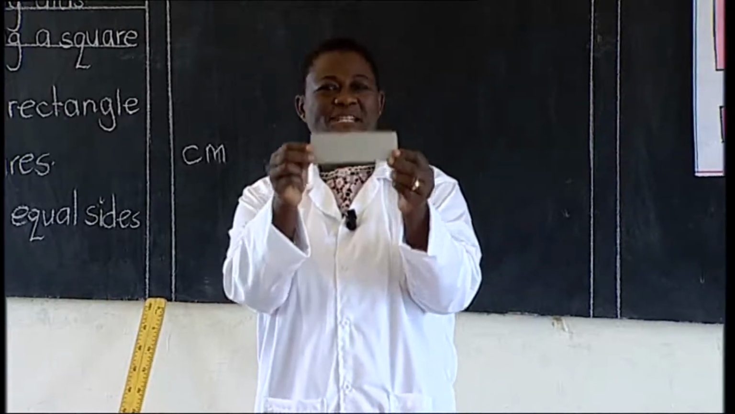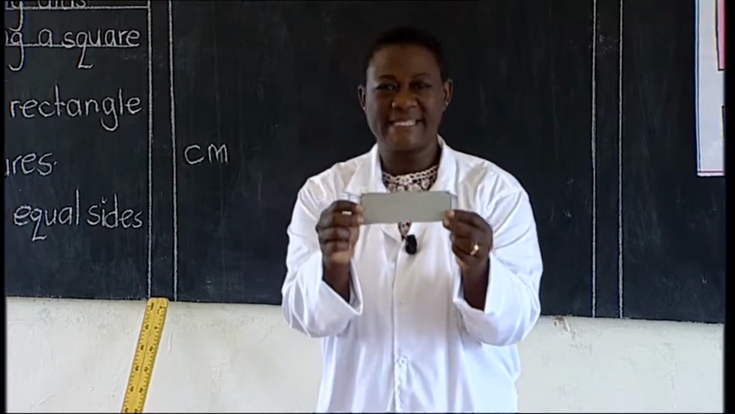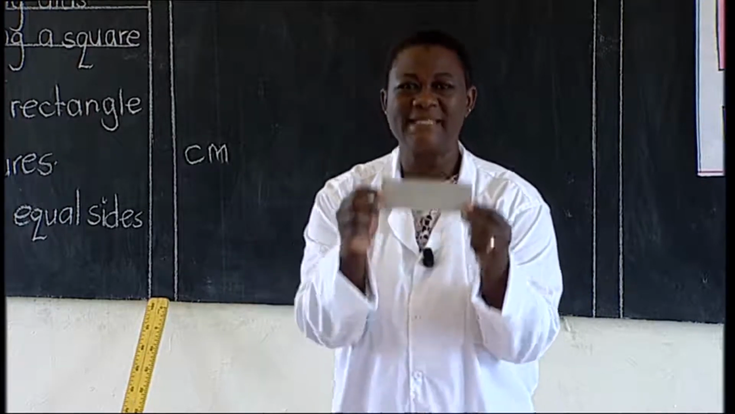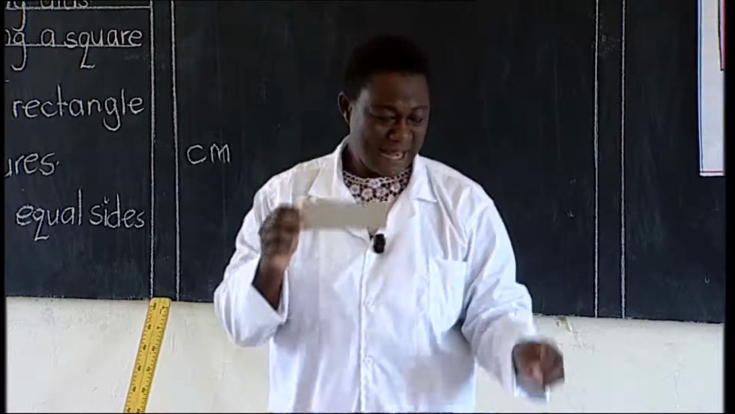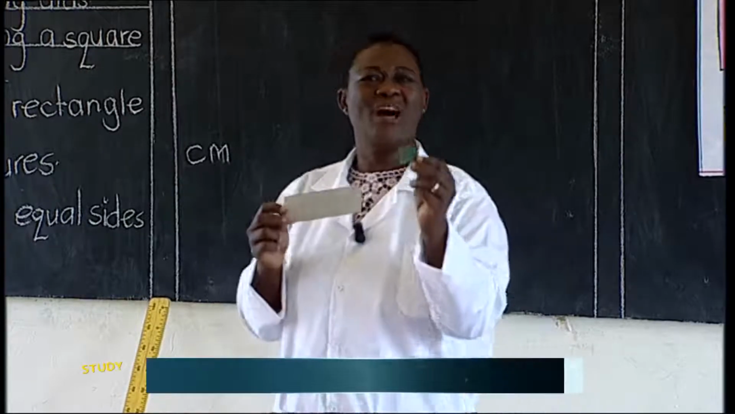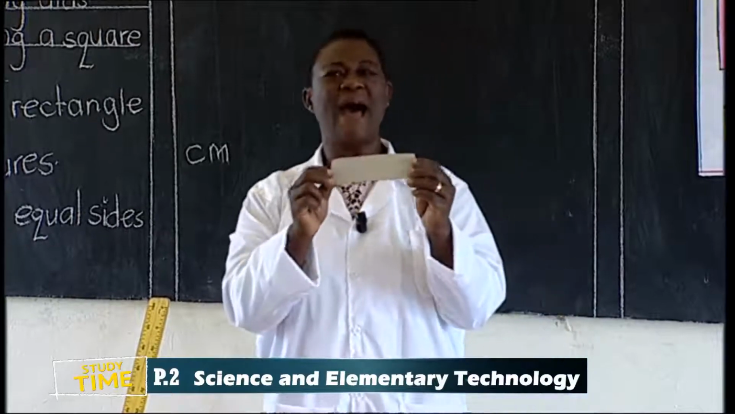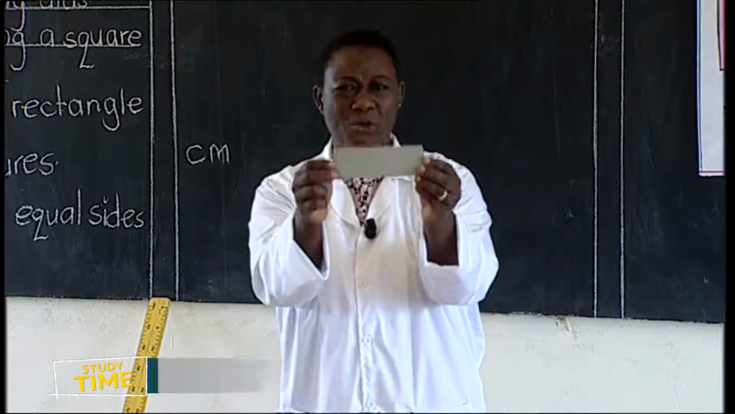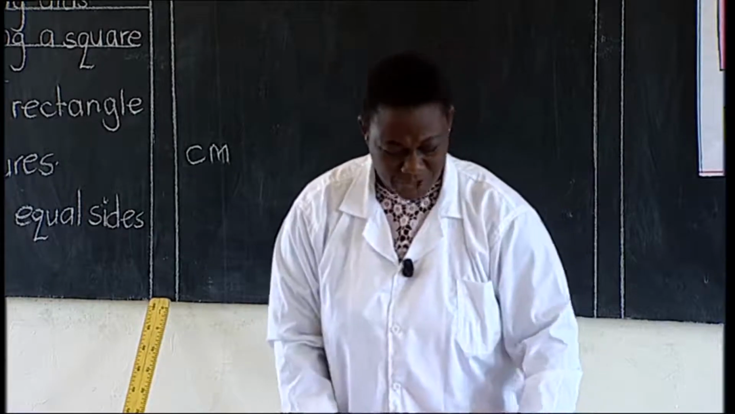Which shape is this, children? It's a rectangle. It's a what? It's a rectangle. You are so good. And I'm giving you another color, which is green, because you have behaved well. That's nice. So we have made a rectangle. We have made a what? A rectangle.